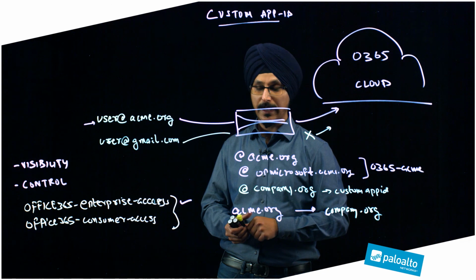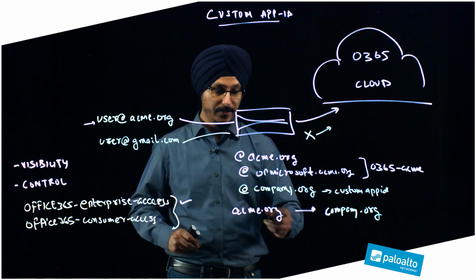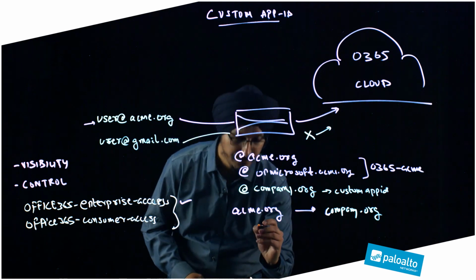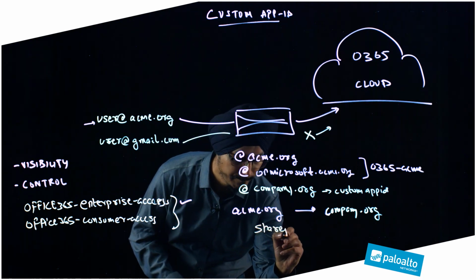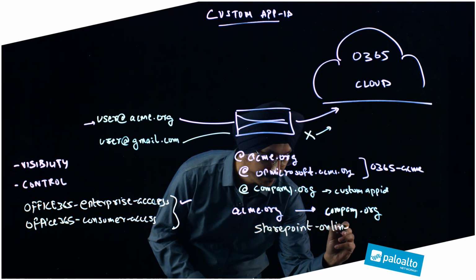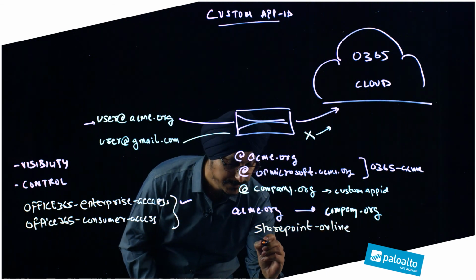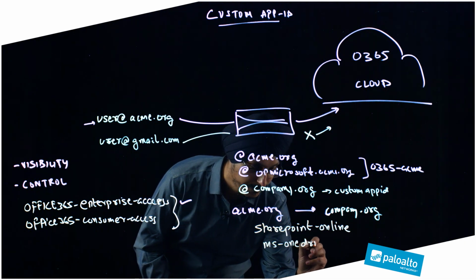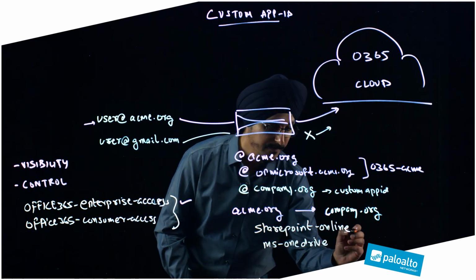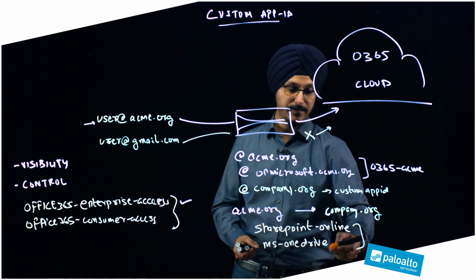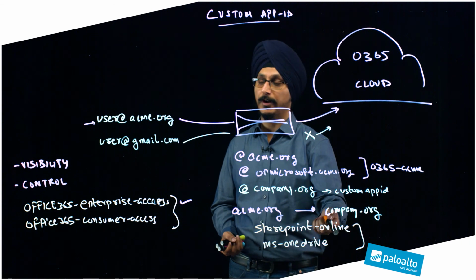One of the most popular applications that is used for doing this cross-tenant sharing is either SharePoint Online or MS OneDrive. And it is very important to control this cross-tenant sharing because there is an exposure risk here to data theft or data leakage.